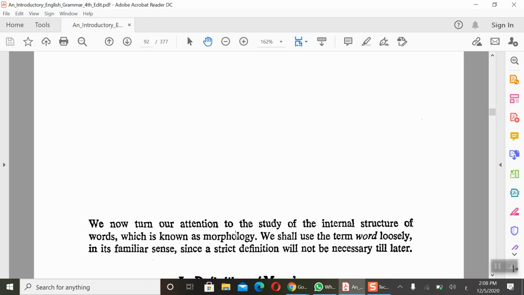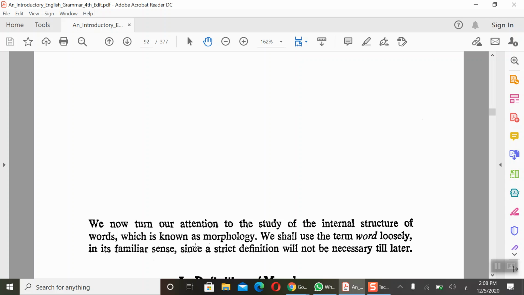Just one by one. This is one step. Phonetics and phonology deal with sounds. If we have sounds, letters, plus letters, we will have a word. So morphology is the study of the internal structure of words. This is the definition of morphology. Morphology studies the word, the structure, the function of a word.